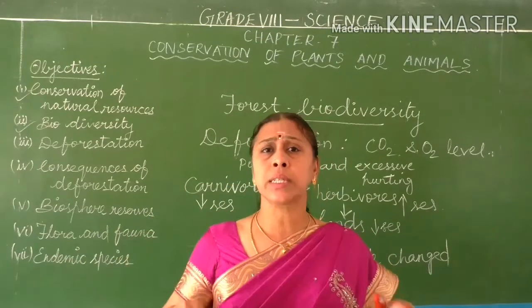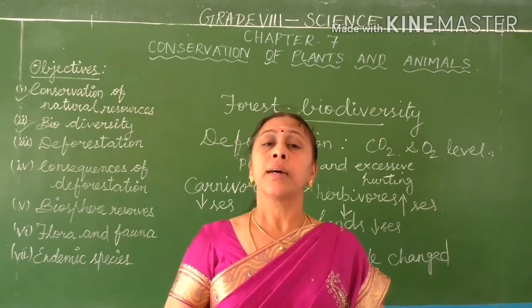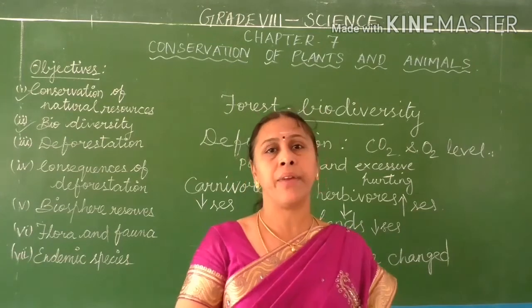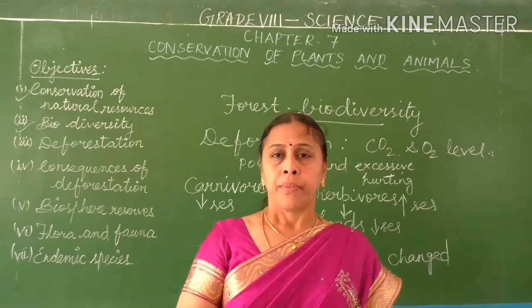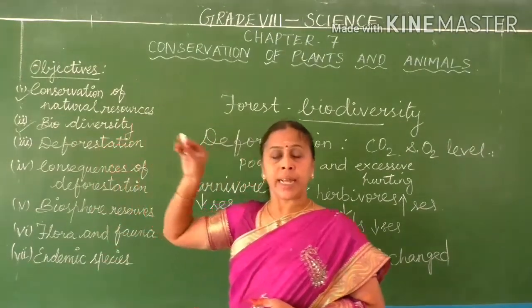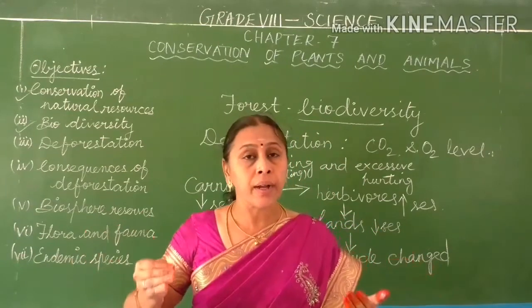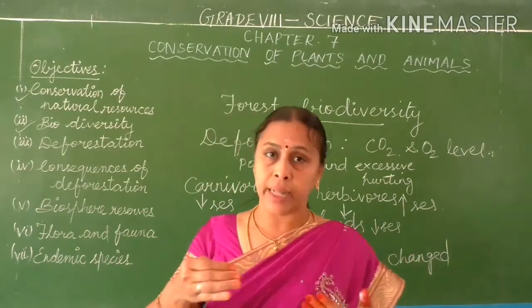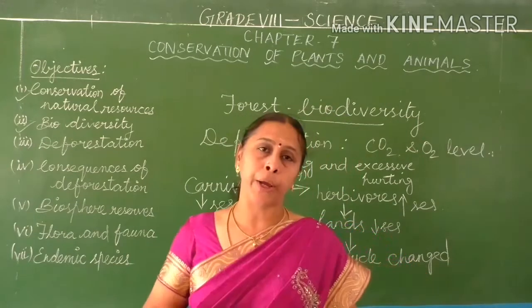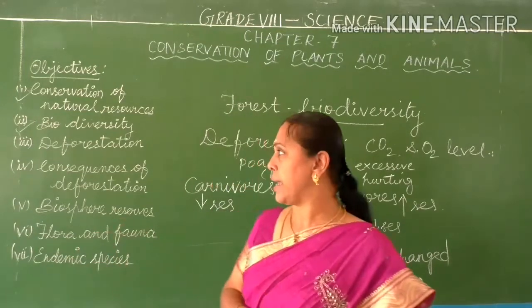If the ecosystem is not maintained in balance, the result will be very bad. Adverse effects will take place. Understand? So like this, the biodiversity, that means the variety of living organisms in the living environment or on the earth, should be maintained. We should conserve the biodiversity. We should not do harm to the biodiversity.